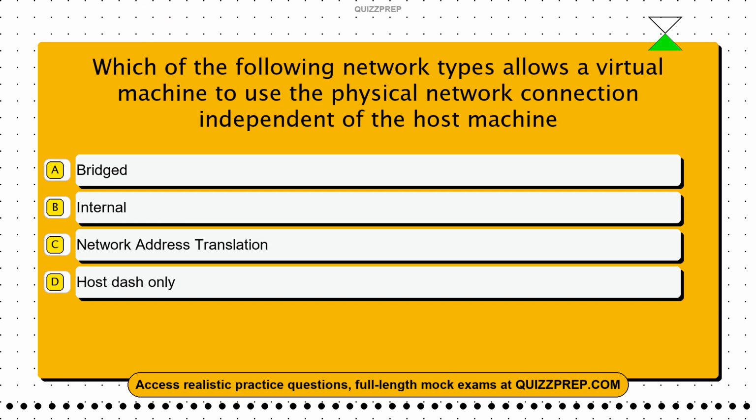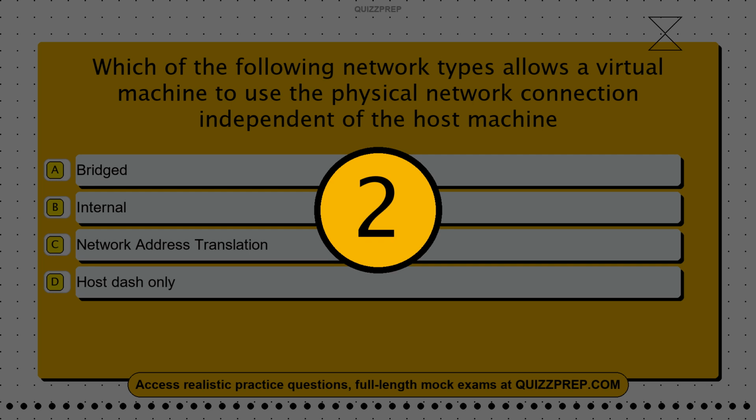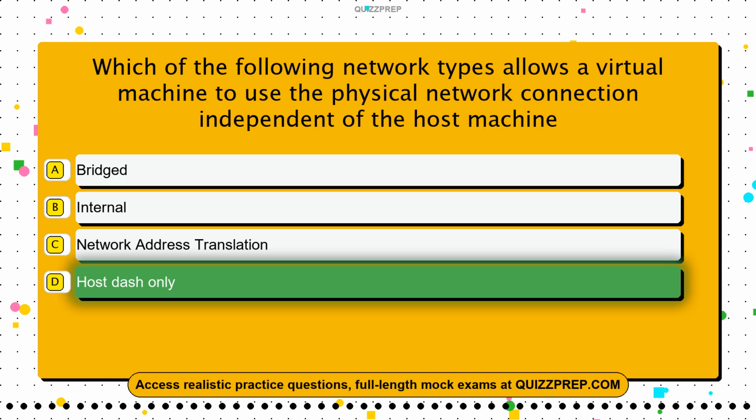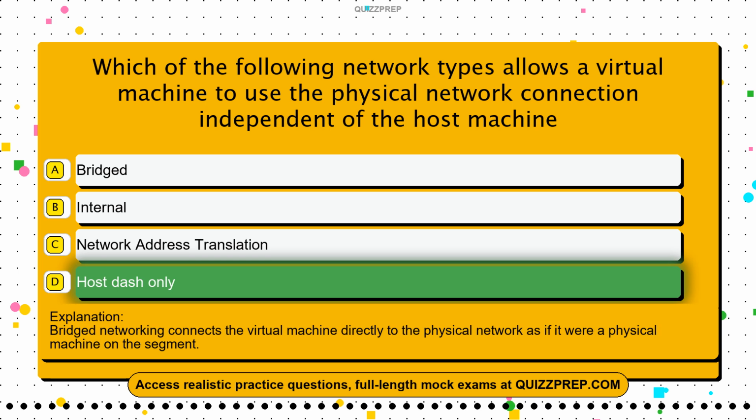Question 111. Which of the following network types allows a virtual machine to use the physical network connection independent of the host machine? Option A. Bridged. Option B. Internal. Option C. Network address translation. Option D. Host-only. The correct answer is option D. Host-only. Bridged networking connects the virtual machine directly to the physical network as if it were a physical machine on the segment.